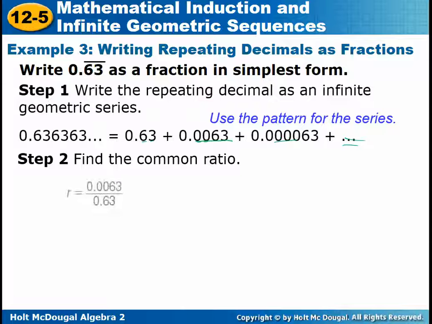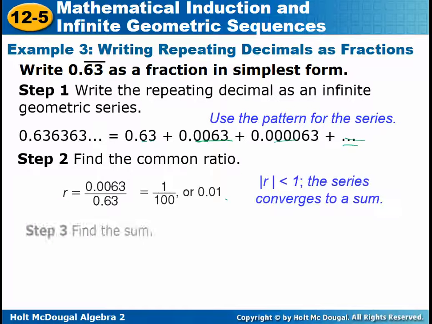To find the common ratio, you take a term, divide by the previous term, and you can check that on your calculator, but that's going to be 1/100th, or 0.01. And you'll see there's going to be a pattern to this common ratio. That is less than 1, so we can go ahead and find the sum. That's what we're going to do. We're going to find the sum, and that will lead us to the fraction.